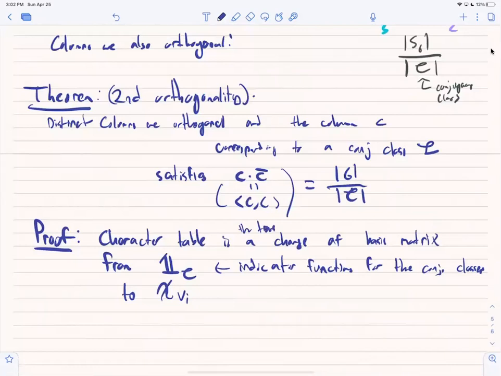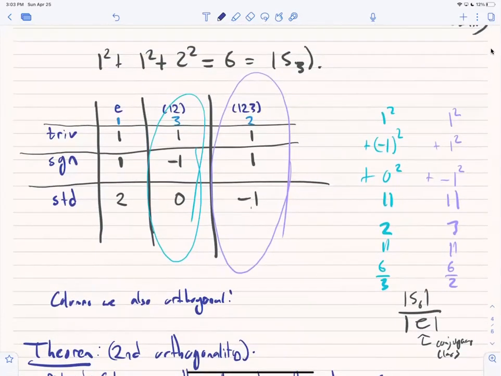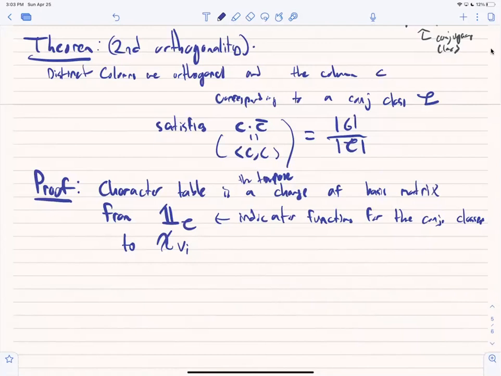So it's the transpose of a change of basis matrix from these indicator functions of the conjugacy classes to the characters of the irreducible representations. So it's the change of basis matrix. But this is an orthonormal basis, and this is almost an orthonormal basis.